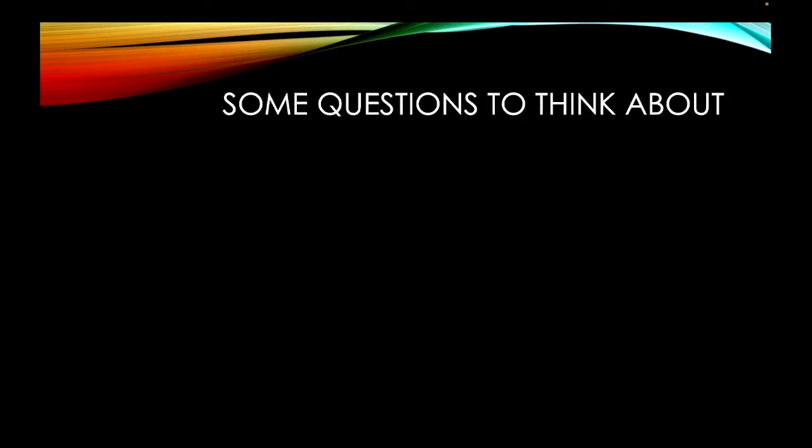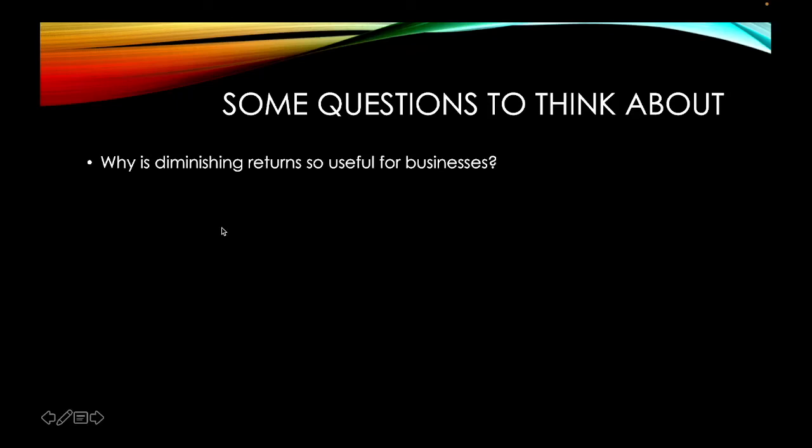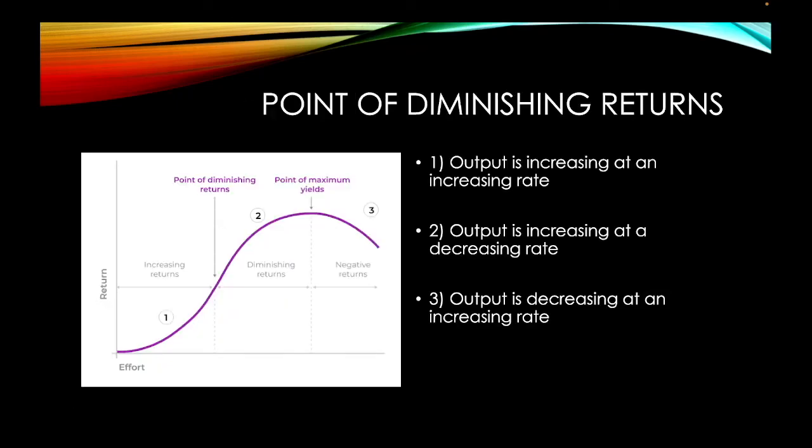Okay, so some questions to think about. Why is diminishing returns so useful for businesses? Well, most businesses use these two points, the point of maximum yield and the point of diminishing returns. They use these to decide how many employees to hire for their company to reach the most revenue that they can get. And they use that to find out how many employees is the most optimal, and what's the maximum amount of money they can make.